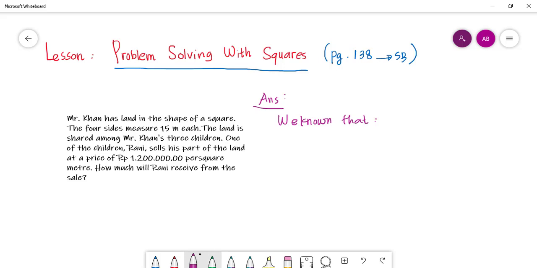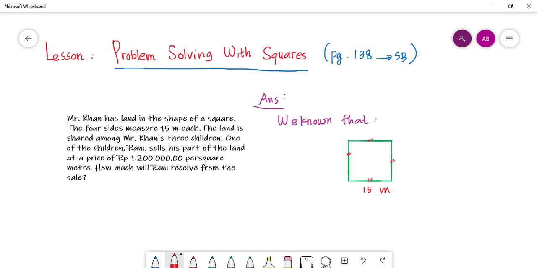If we want to draw the square, because it's the shape of a square, okay, kids, can you see this? Every side of this land is actually 15 meters.